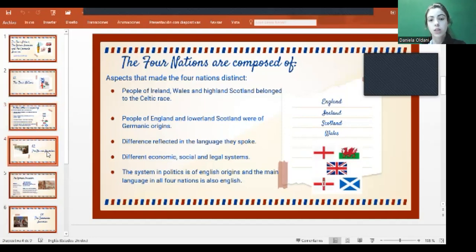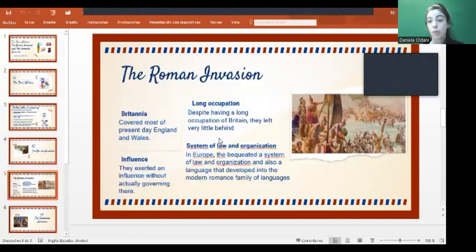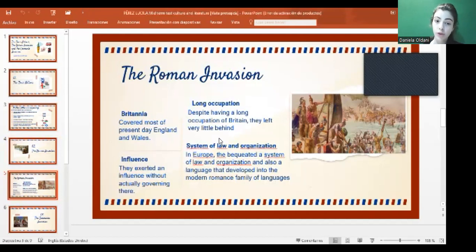Next up, we've got the second topic I have chosen, which is the Roman invasions. A remarkable fact about the Roman invasions is that Britannia, the Roman province, covered most of present-day England and Wales. They had a strong influence. They exerted an influence without actually governing there. And also they had a long occupation, but despite having a long occupation of Britain, they left very little behind.